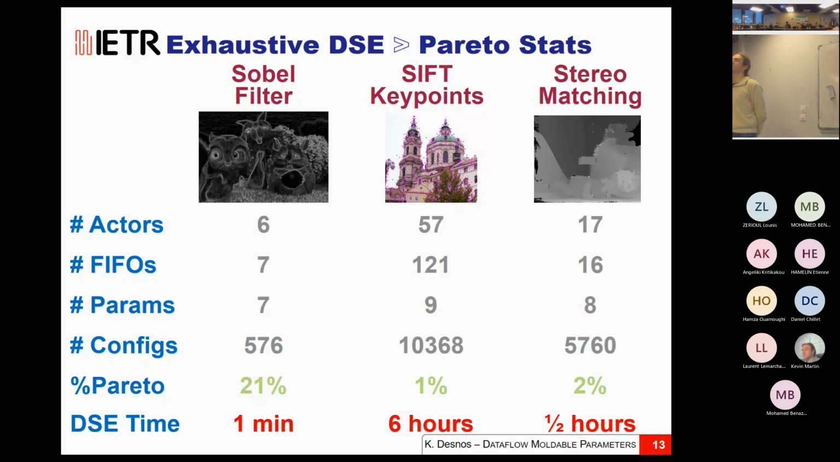Yeah, exhaustive design space exploration, never a good idea. For the Sobel filter, it's quite simple to simulate, so we end up with 1 minute to explore all 500 configurations, manageable. For the stereo matching, it took half an hour, and for the SIFT key point, it took 6 hours to explore all the 10,000 configurations. It's not that long, but still, if you want to change your application design and rerun the whole process, you don't want to spend 6 hours every time you do that. So how can we be smarter? How can we try to be smarter?